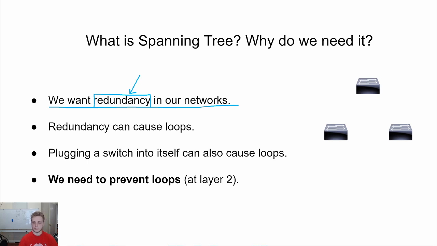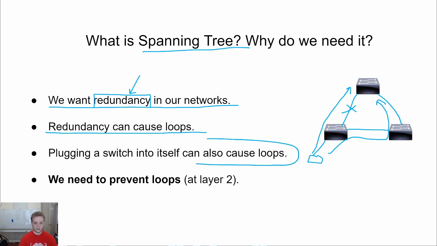We want to have redundant paths, right? So if we have maybe a switch topology like this, we can have two different paths. If we have a user over here, he can either go up to this switch or through this switch. So if this link fails, we have a backup. Now the problem is redundancy can cause loops at layer 2, and the way that we deal with that is we use this technology called spanning tree.